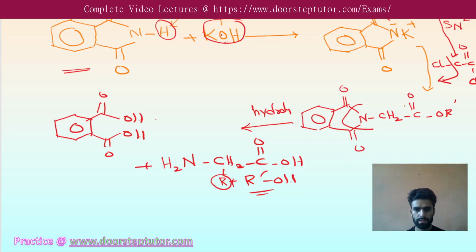this basic species removes this proton, and this results in the formation of this type of species. Now in the next step, an SN2 type of reaction occurs, and this attacks on this carbon and chlorine is removed, and we get this type of intermediate. In the next step, when we do hydrolysis of this intermediate, we get amino acids. So this is how amino acids are generated using Gabriel Phthalimide synthesis.